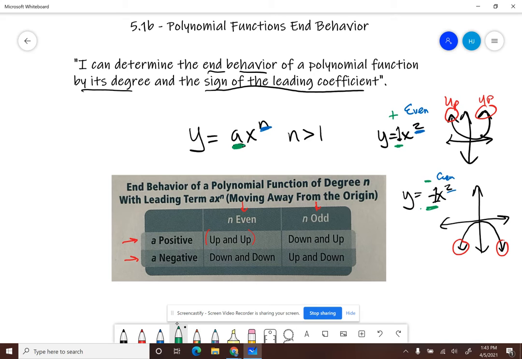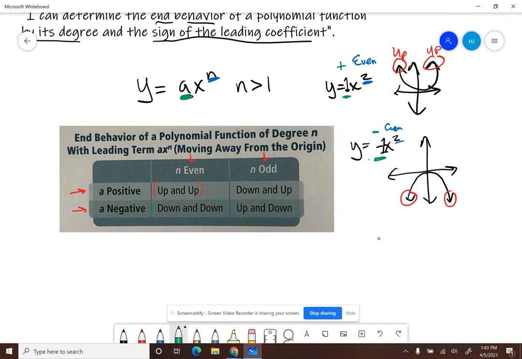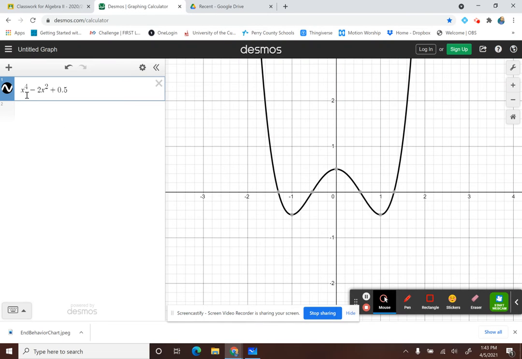And you notice again that it was an even exponent. So it went down and down, okay? All right, so let's look at this just a little bit further, and we'll see these other examples come to pass, okay? So let's go back to our graph real quick.